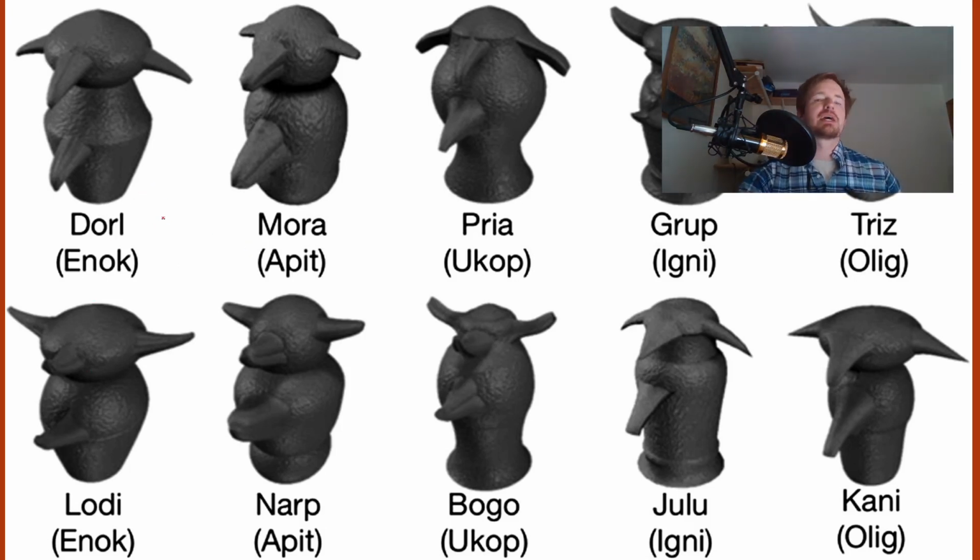After you do that the first day, then you're going to go on to test. You're going to go on to train. You're going to get these greebles. You're going to look at flashcards of them, and you're going to start thinking about what they're supposed to be called. So you're going to have some people who are calling this Doral, some that call this Mora, Priya, Group, Triz, Connie, Julu, Bogo, Narp, and Lodi.